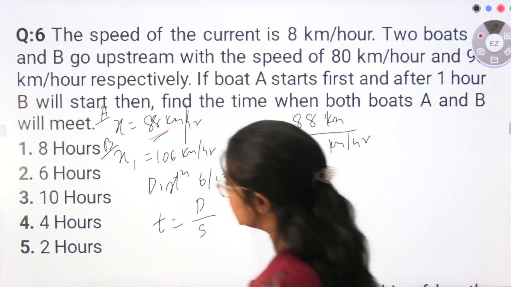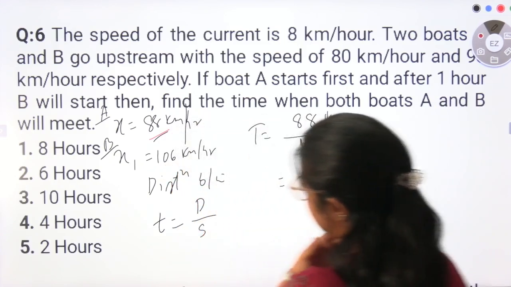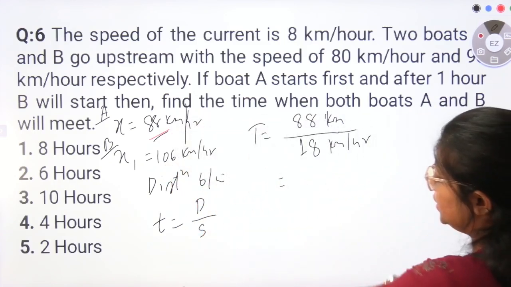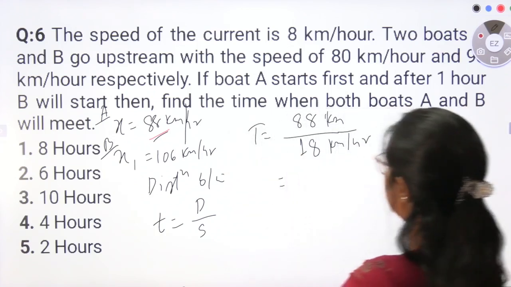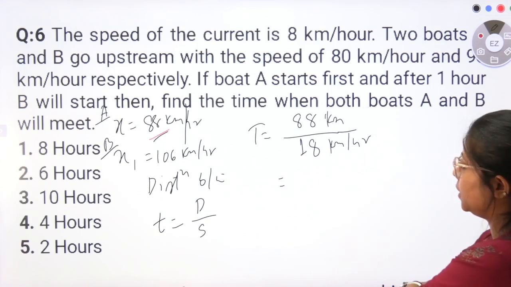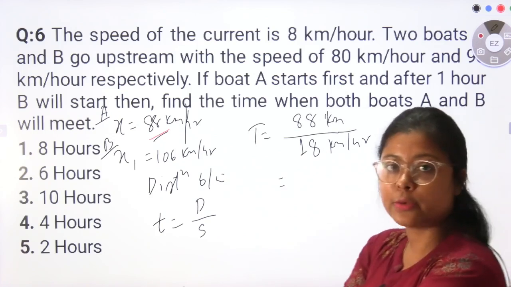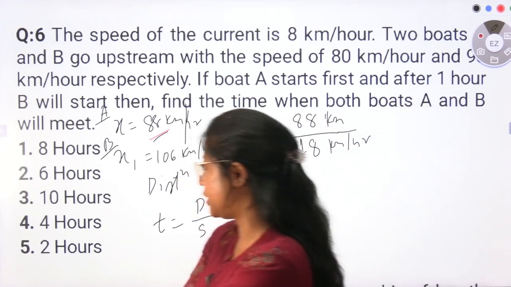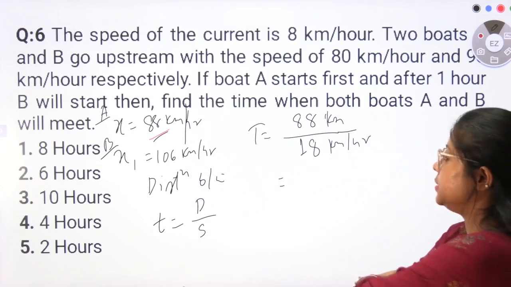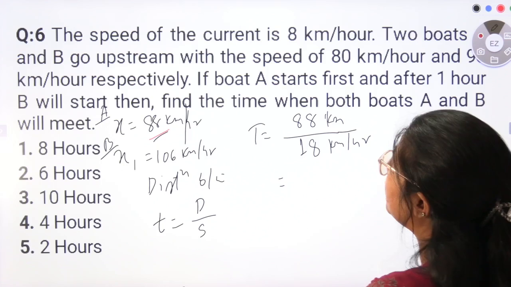So what are the options given? Options are given in integer values: 8, 6, 10, 4, 2. But I would get decimal values here. If I divide 88 by 18, I will get decimal values, but my options are given as 8, 6, 10, 4, 2. That means in integer values.